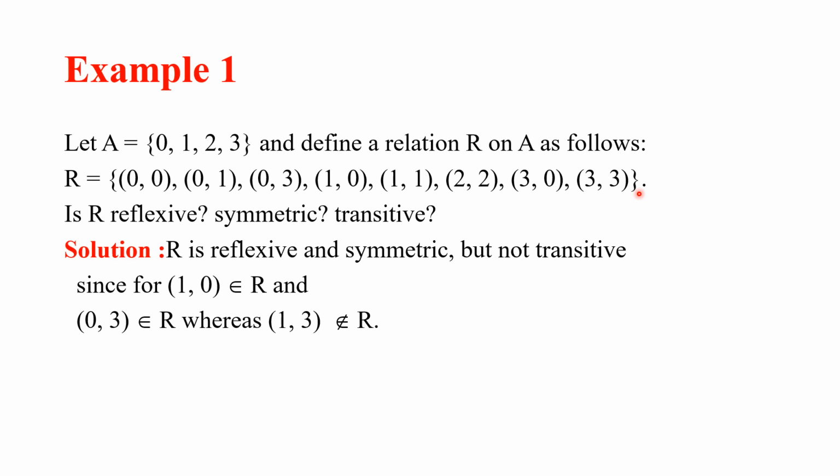So first, R is reflexive and symmetric but not transitive. Since (1, 0) belongs to R and (0, 3) belongs to R. You see that (1, 0) belongs to this R and (3, 0) also belongs to R, whereas (1, 3) does not belong to R. That is, 1 is mapped to 0 and 0 is mapped to 3, then I should say 1 is mapped to 3. But that is not happening. That is not mentioned here, or that is not given in the relation. Therefore, transitivity is absent here.